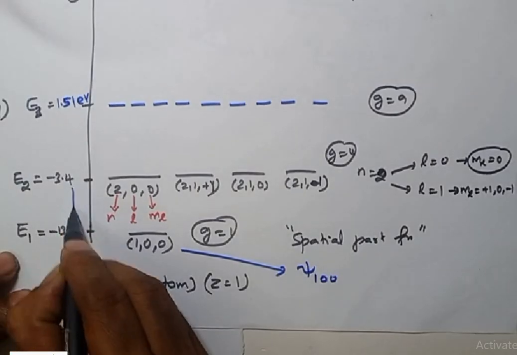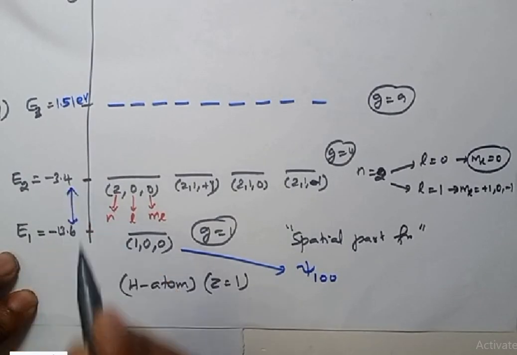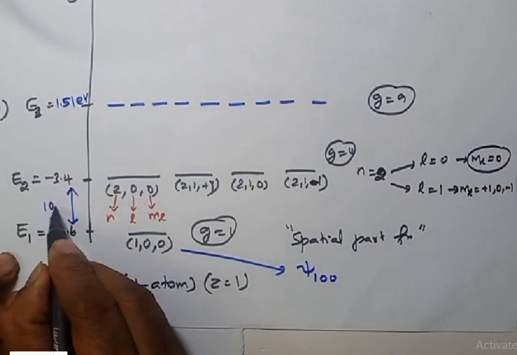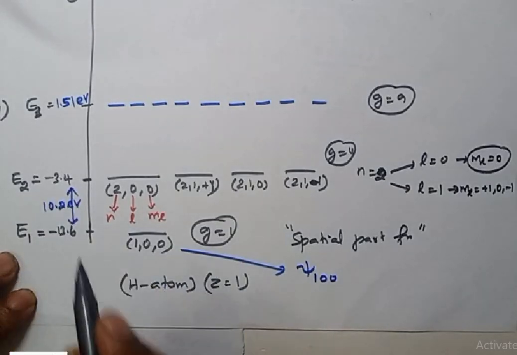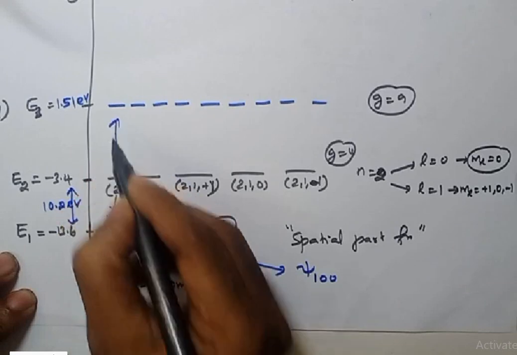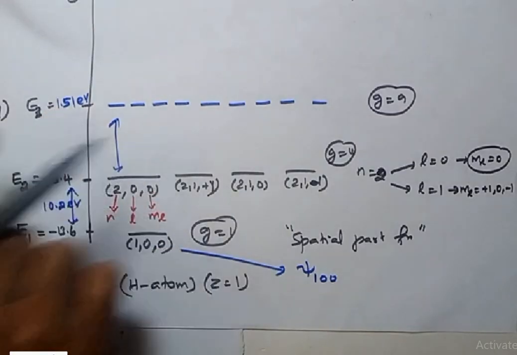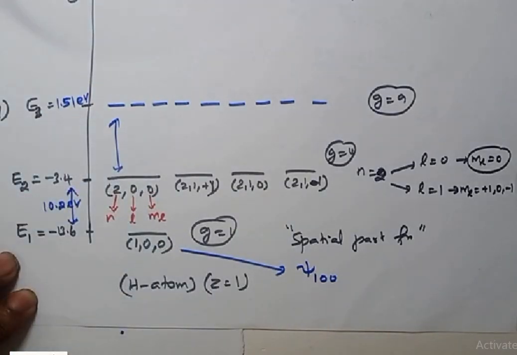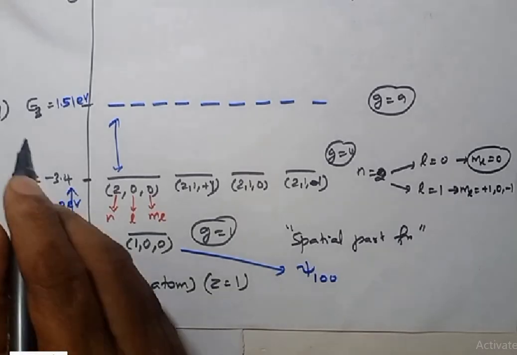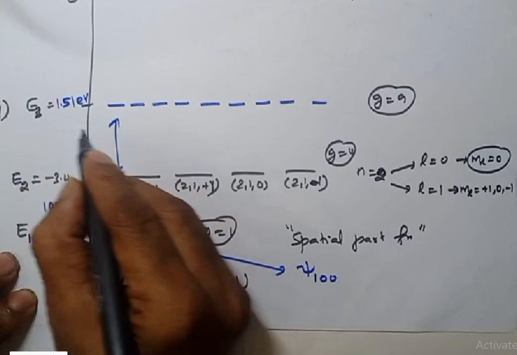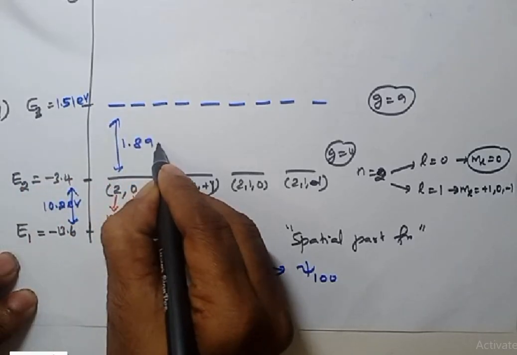Listen, the gap between the ground level and the first excited energy level is 10.2 electron volt. What about the gap between the next two levels? That is E2 and E3. So what to do? Subtract this 1.51 from 3.4. So 3.4 minus 1.51 will give 1.89, correct, no? Yes, sir. The gap is 1.89 electron volt.